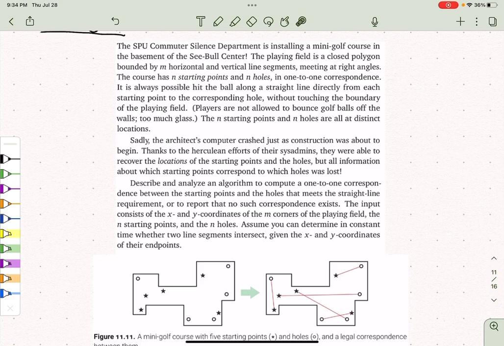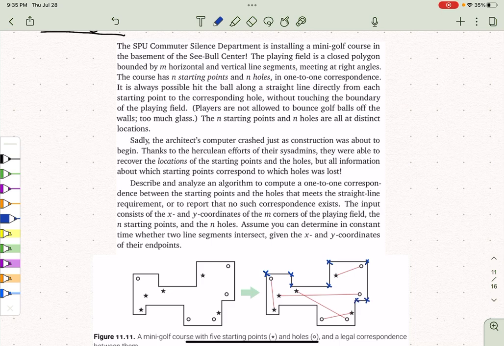So in particular, we know the locations of the starting points and the holes, but which starting points go to which holes was lost. So we're in this situation here where we don't know which ones go to which, but we want to figure out and pick a correspondence between starting points and the holes. So the input consists of the XY coordinates of the M corners of the playing field. So we know, say, these corners, but we don't know the exact line segments making the border.